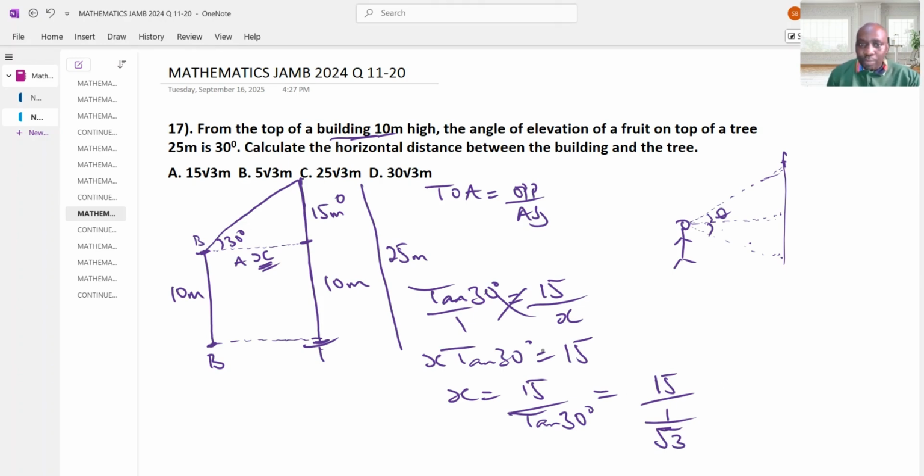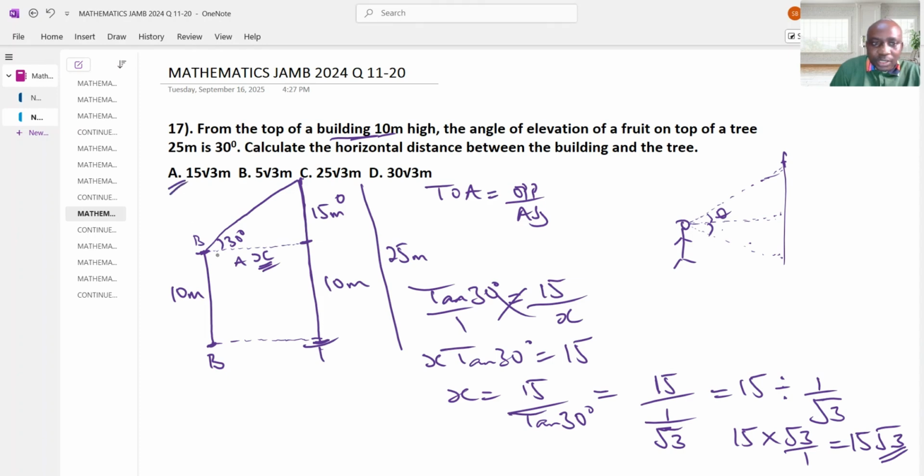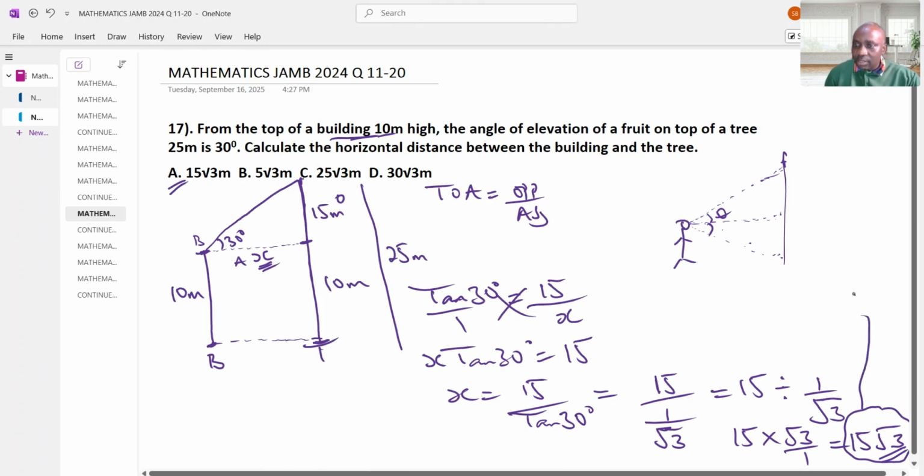Therefore, we are going to use this one because our answer is in surd form. Therefore, you are going to say 15 divided by 1 over square root of 3. If you want to change this division to multiplication, it means that this denominator will come up, while the numerator will go down. Therefore, you are going to say 15 multiplied by square root of 3 over 1. Our final answer is 15 square root of 3. Do you have 15 square root of 3 there? Yes. Our option is A. Let's move to the next question.